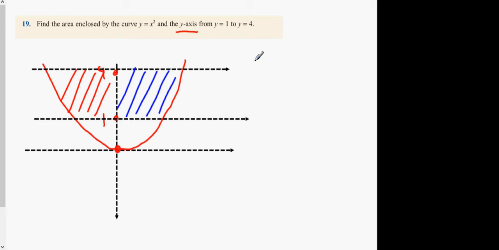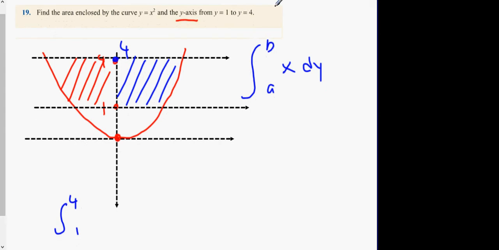So we're going to get the integral of x dy from b to a. Now b is going to be 4 and a is going to be 1, so it's going to be 4, 1. Now what is x on its own? x squared equals y, therefore x is equal to y to the power of half. y to the half dy.